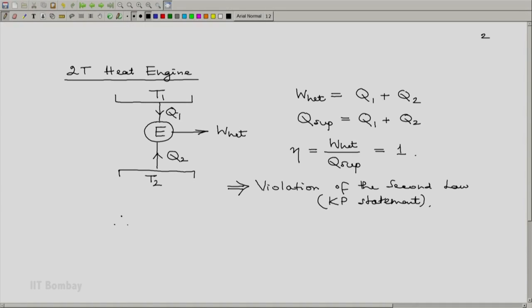Hence, such an engine cannot be set up, and that means we must forget about the idea that the engine absorbs heat from one reservoir and also absorbs heat from the second reservoir. Let us look at the second option. Let us now look at the other option.